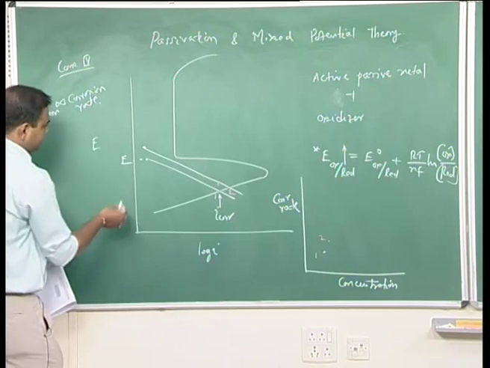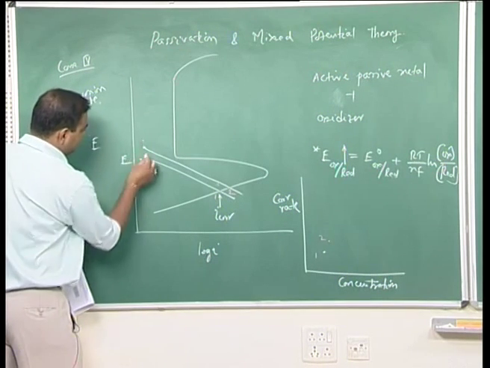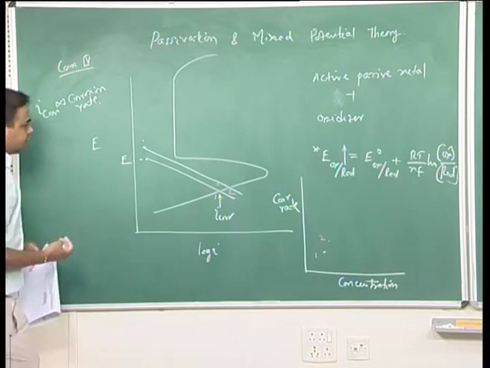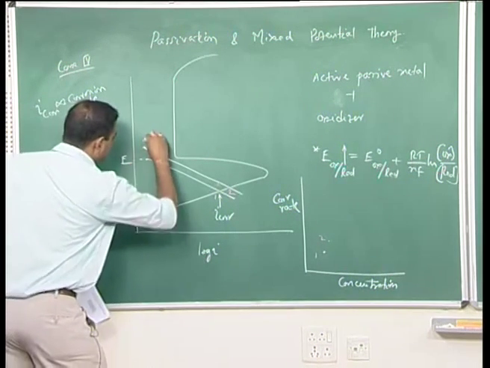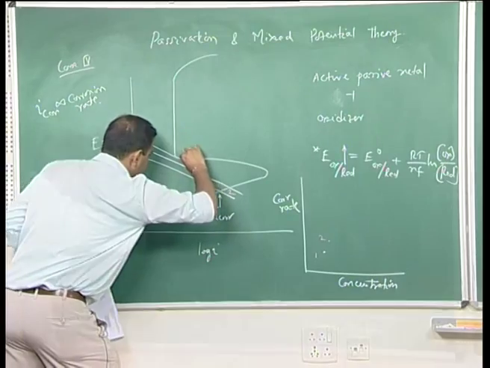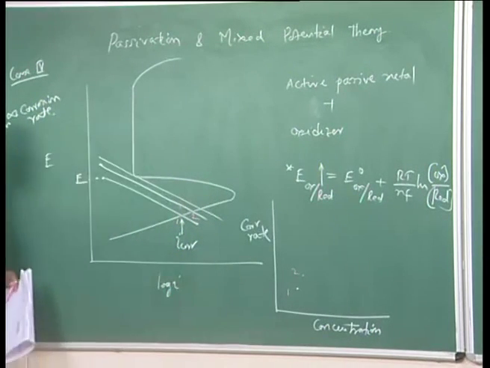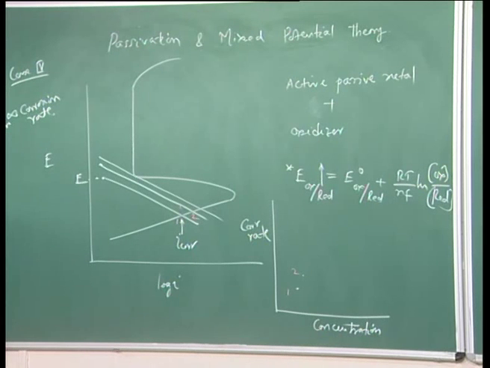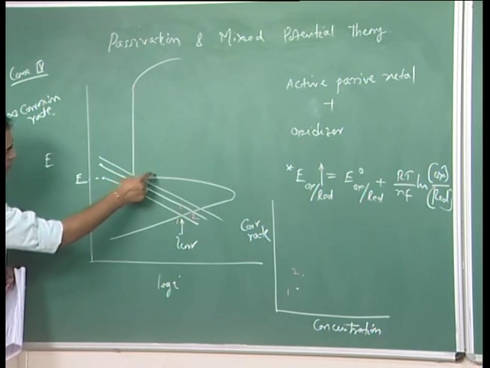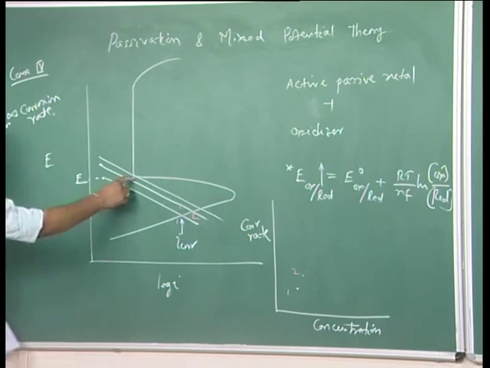Now, I can have a situation where I increase the concentration of oxidizer in such a manner that the polarization line is cutting this anodic polarization curve at this point, where I attain the current corresponding to I passive, and it is just crossing, a kind of tangent to this curve at this point.